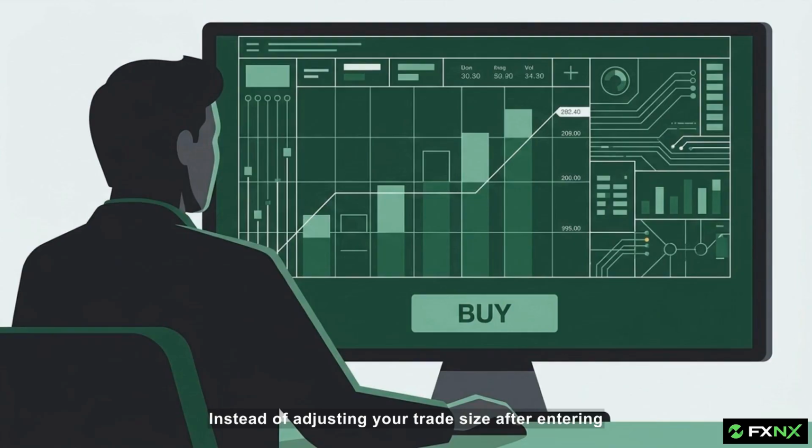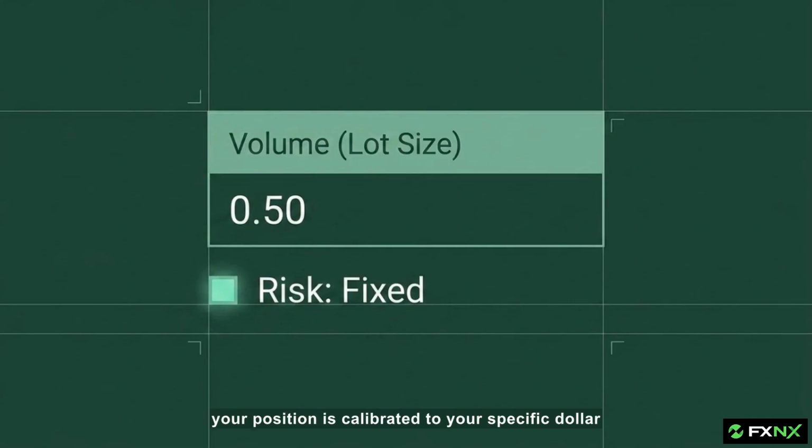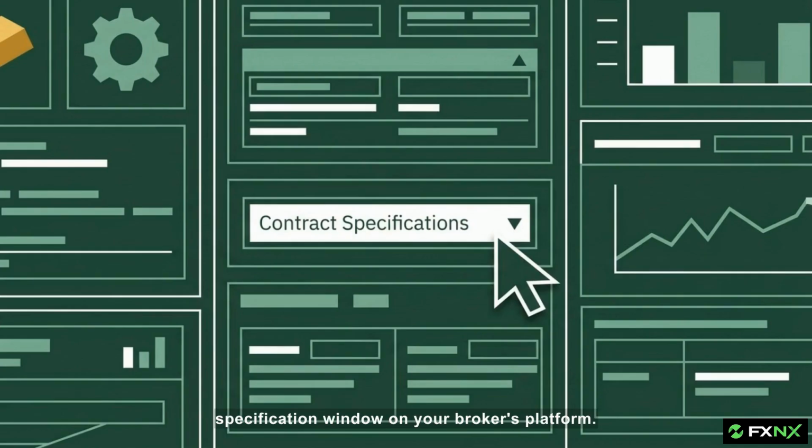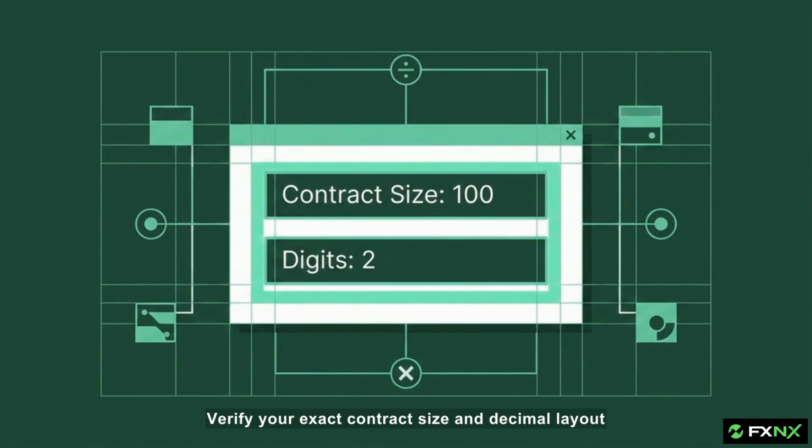Instead of adjusting your trade size after entering the market, this calculation ensures your position is calibrated to your specific dollar risk before the trade is ever placed. Your immediate next step is to open the specification window on your broker's platform. Verify your exact contract size and decimal layout right now.